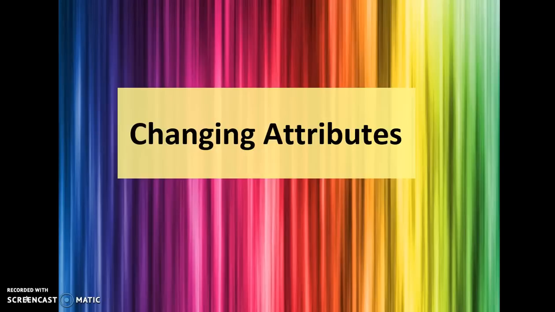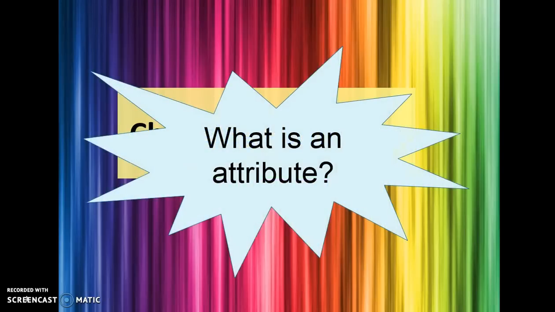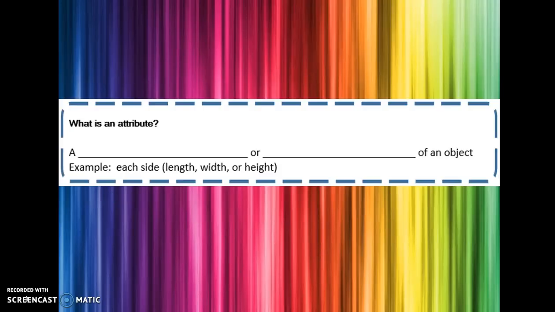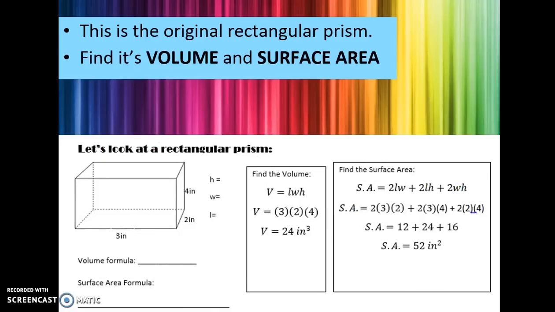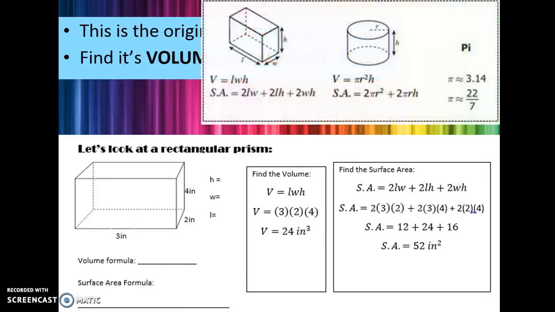So, changing attributes. You may be thinking to yourself, what is an attribute? You'll notice at the top of your notes that we have a little bit of a cloze or a sentence frame here about what an attribute is. An attribute is a characteristic or a property of an object. So when we're thinking about attributes with regards to rectangular prisms, we're thinking specifically about the length, width, or height of our rectangular prism.